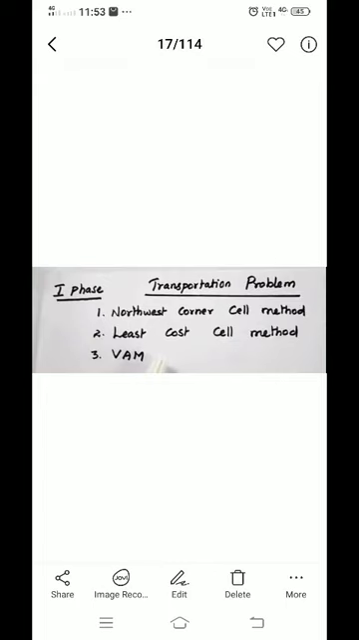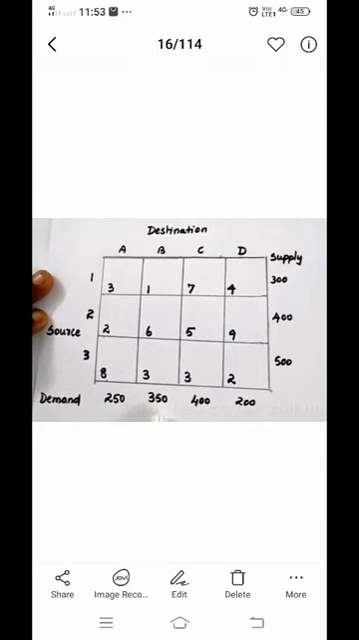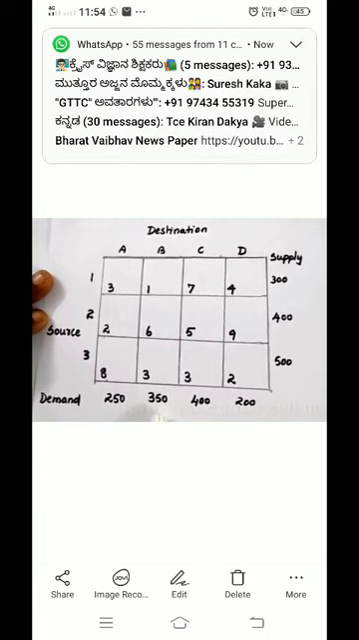Now we are solving the problem with the northwest corner cell method. Here this is the problem statement. There are A, B, C, D, four destinations, and sources are 1, 2, 3. With respect to demands, A demands 250, B demands 350, C demands 400, and D demands 200. From the sources, row 1 is able to supply 300, row 2 is able to supply 400, and row 3 is able to supply 500.